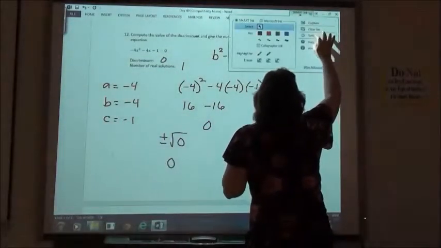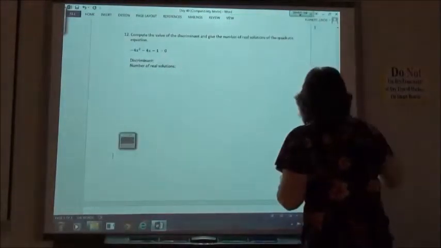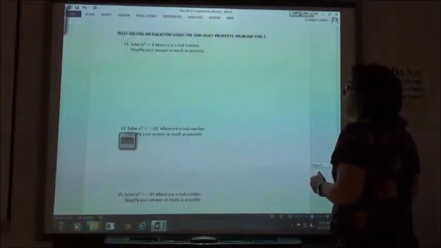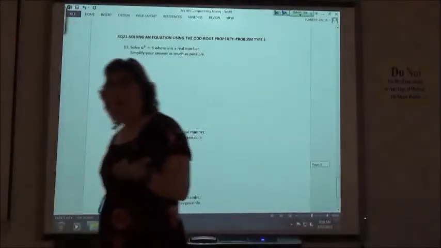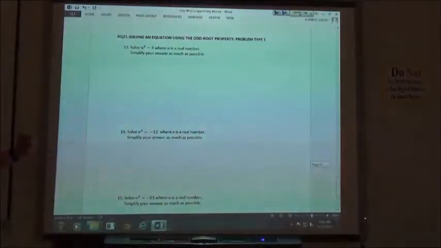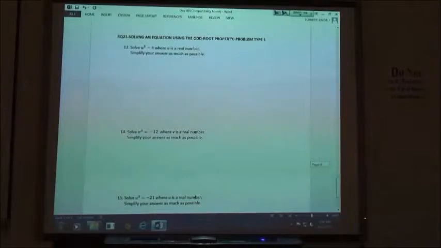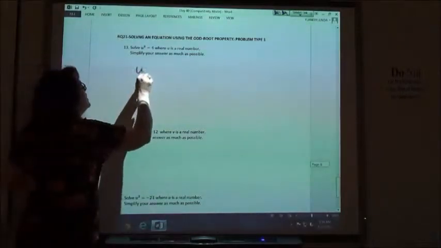And the last 3 problems on your pie chart, 13, 14, and 15. Solve an equation that uses the odd root property. So we talked about in the very first ones on this page having the square root property, where if I was squaring something, I have to do the opposite of squaring, which is taking the square root. Here we're going to do cubed roots.